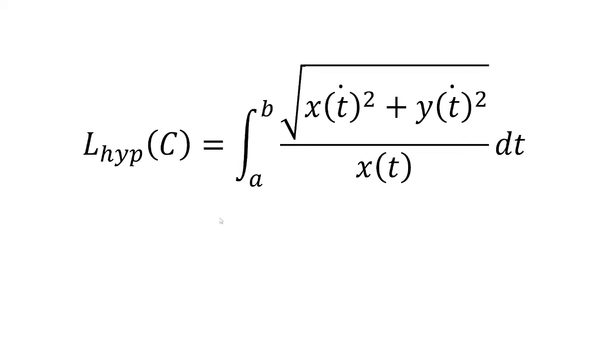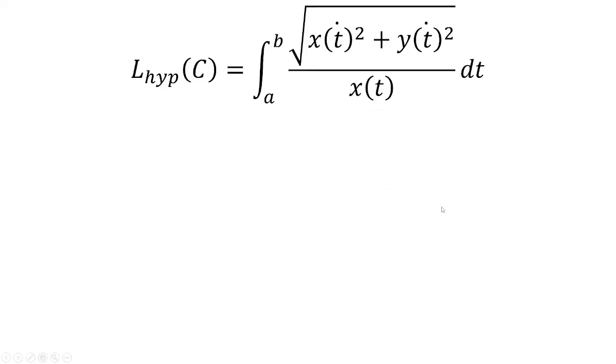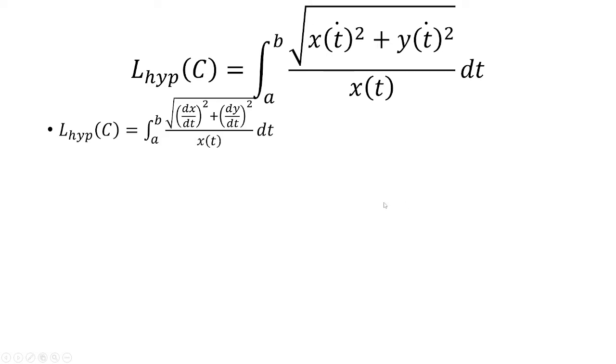In this video, we're given that L sub hype of C is the integral from A to B of the square root of (dx over dt) squared plus (dy over dt) squared, all over x of t, dt. So let's first simplify this function here. I'm just going to replace x of t with a dot, with dx over dt, and y of t with a dot, with dy over dt.